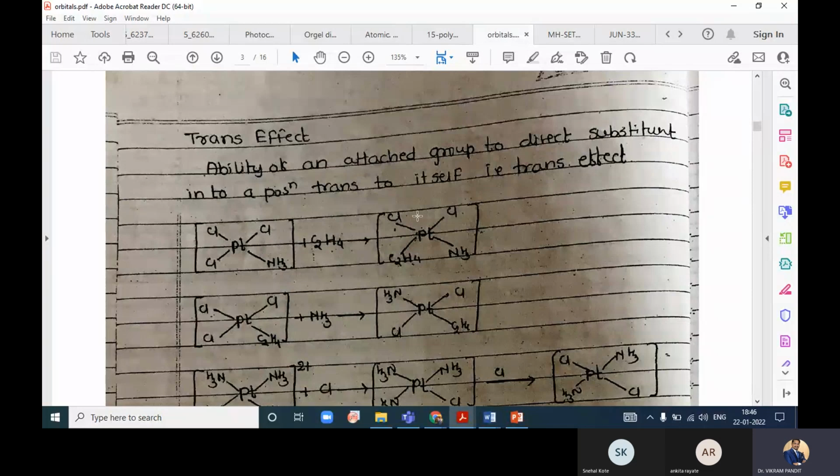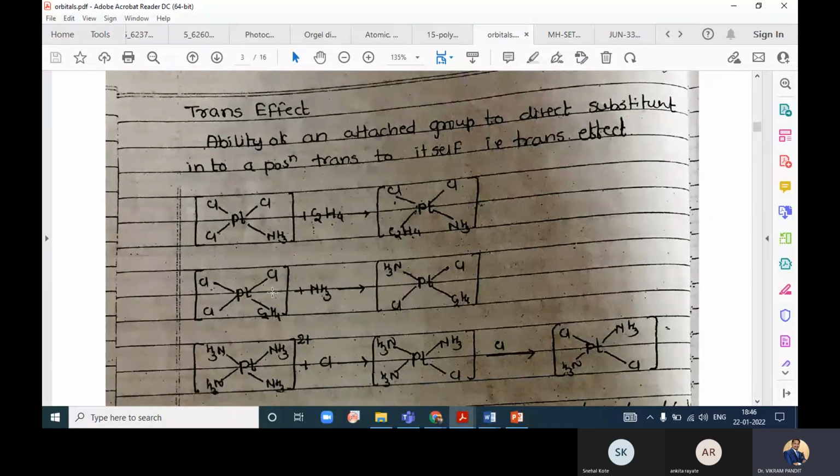It will be clear when you understand the trend among this type of ligand. Okay. So a second example: see, the reverse reaction, where instead of this NH3 it has now been replaced by C2H4. If ammonia is there, see, this C2H4 is showing more trans effect than this chlorine. So that's why this NH3 group goes trans to it, and you get a trans chloroplatinate type of compound.